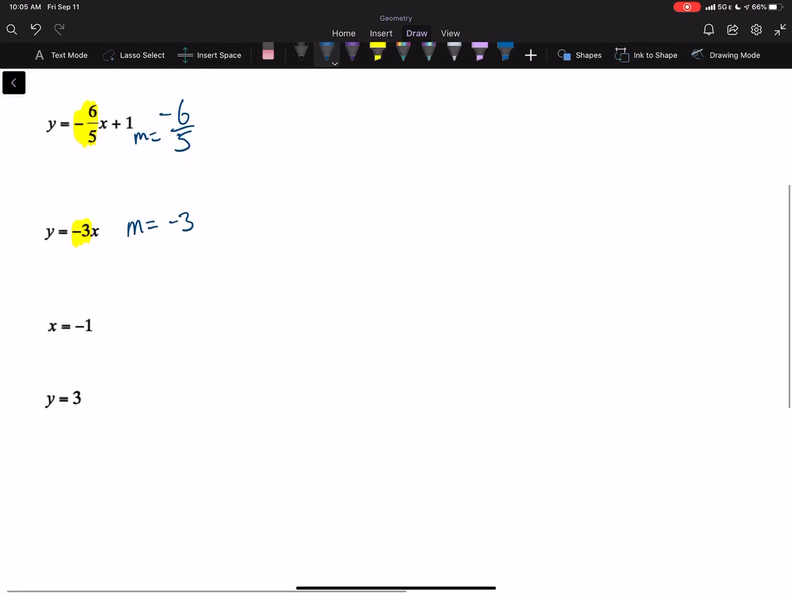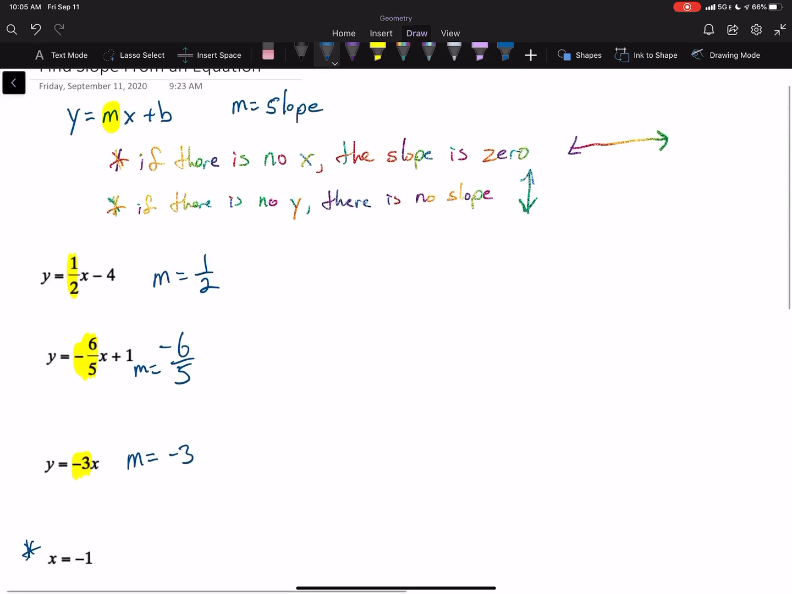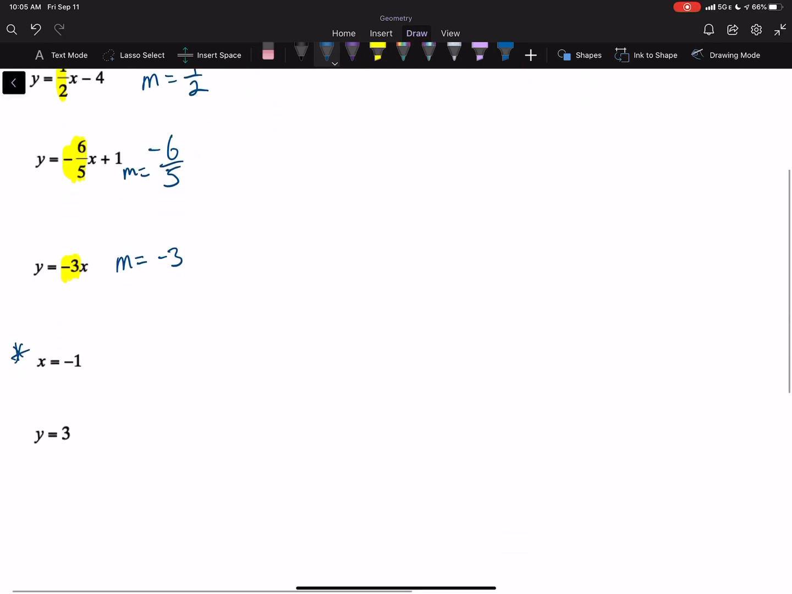That's okay. Now this time, this is a special problem, right? There's no y. So if I go back up here and I look, no y, that means no slope, right? This is no slope. This is a vertical line. And then this is the other version of a special line. This is a horizontal line. So this one, m is equal to 0 because there's no x value at all.